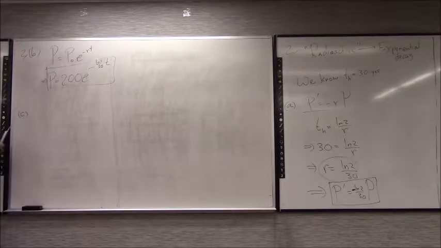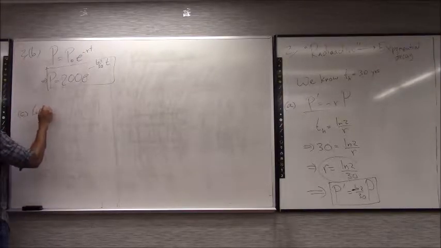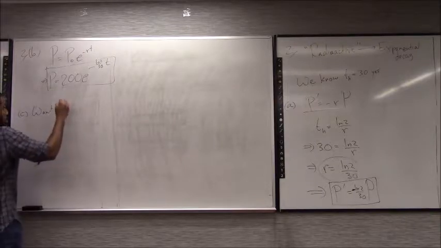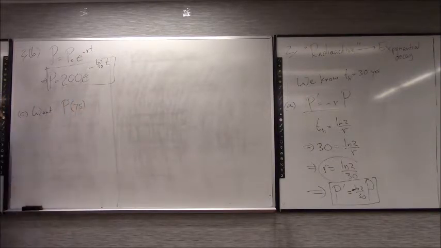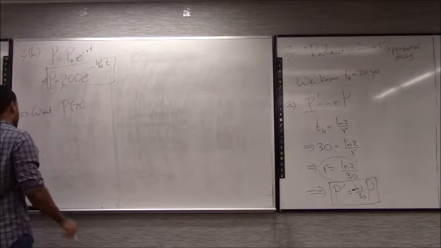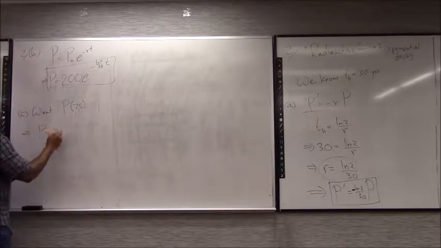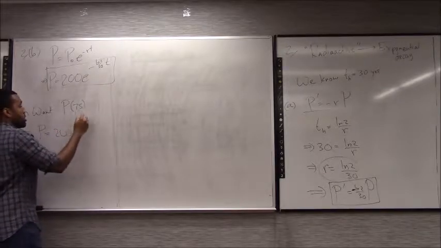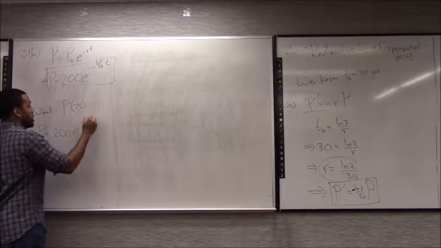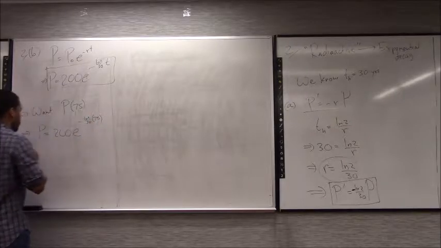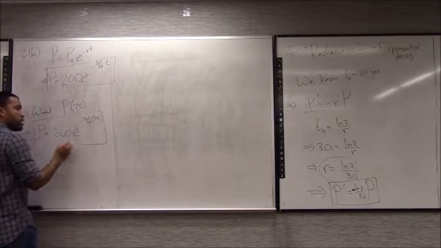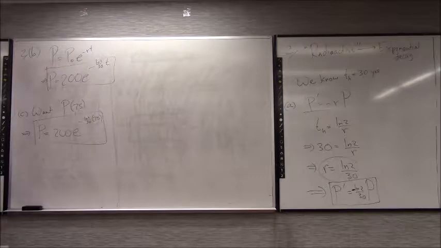How much will remain after 75 years? So in part C, we want P of 75 basically. So this is going to be 200 e to the minus ln 2 over 30 times 75. And whatever that is, it's going to be 200 times some factor of 2.